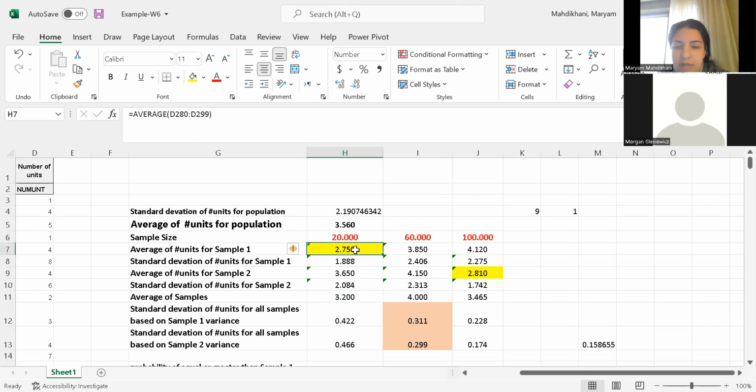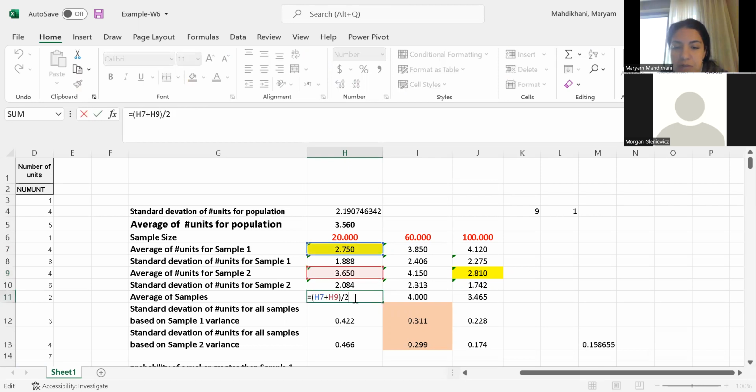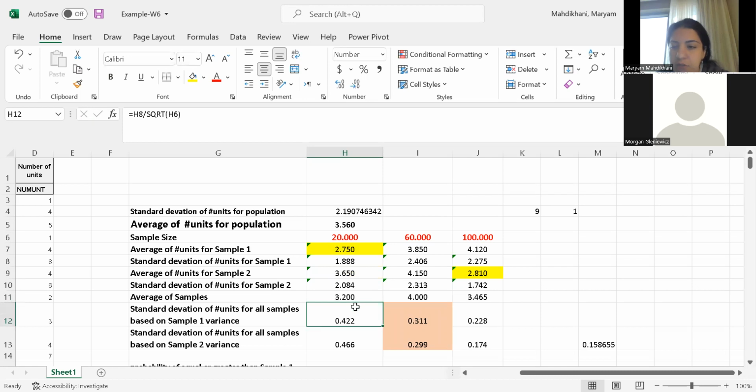Okay. I also take the average of my 2 samples that I chose. The first sample, the average was 2.75. The second sample, the average was 3.65. So the average of them is the summation of these 2 divided by 2. So I have the average of the 2 samples, which is 3.2.